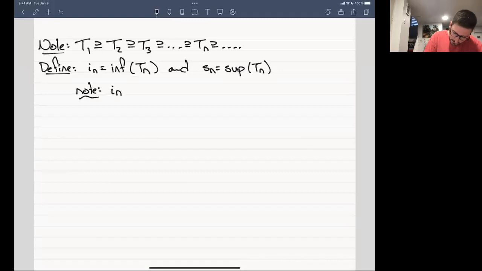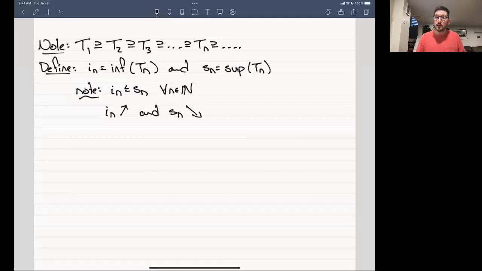So again, we have a note. You can see that I_n is less than or equal to S_n. This just comes from the fact that one is a lower bound and one is an upper bound. This holds for all natural numbers n, so for every tail. And what you can see beyond that is that I_n is an increasing sequence and S_n is decreasing.